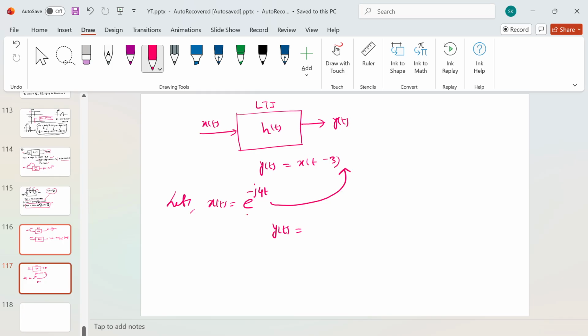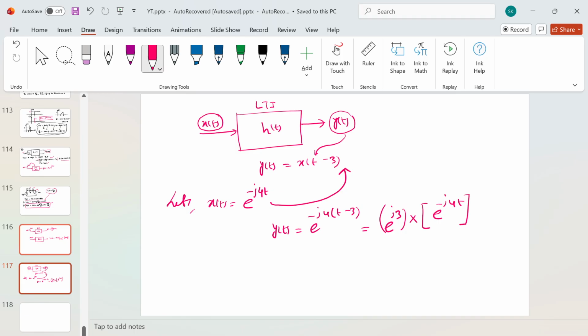So in this particular thing, you have to write e to the power minus j 4 times t minus 3, because for x of t the output is y of t, and y of t and x of t are related by this, so x of t minus 3. If you are giving e to the power minus j4t, it is a complex exponential, or a complex periodic signal with a frequency of 4 radian per second, then the output will be e to the power minus j4 times t minus 3. If you just resolve it, you get e to the power j12 times e to the power minus j4t.